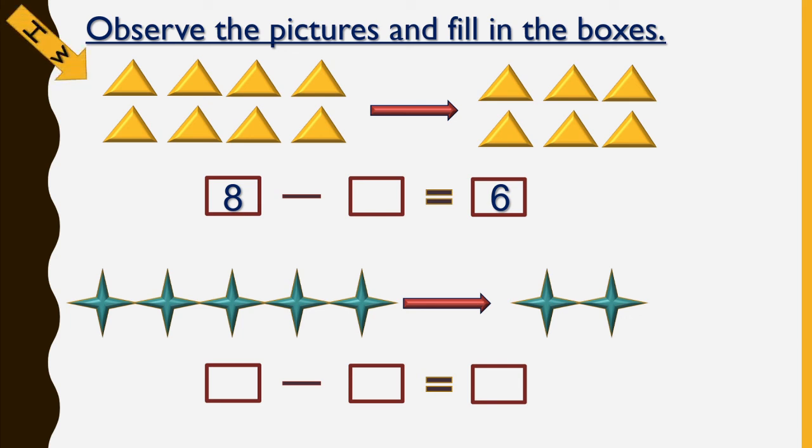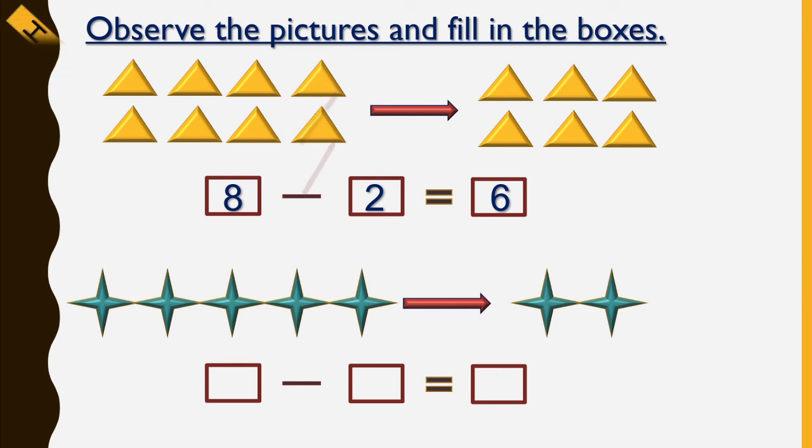Means what happened to these? Yes, 2 triangles. Very good. So 8 minus 2 is equal to 6. Means here we have rubbed or taken away or destroyed, whatever. Okay, those 2 triangles. So we got only 6 triangles now, isn't it?